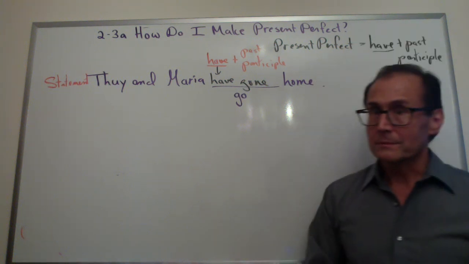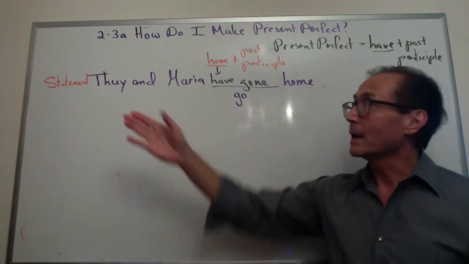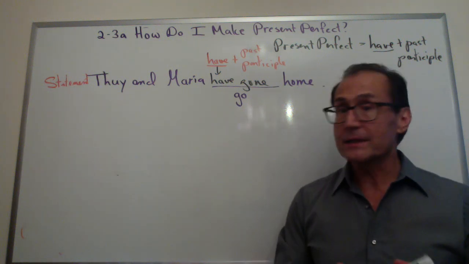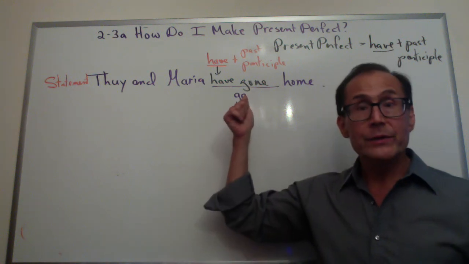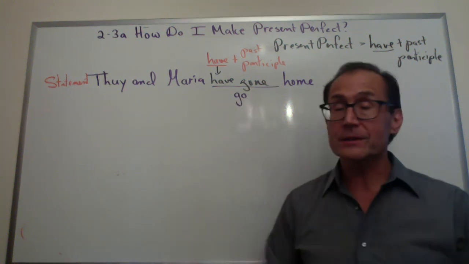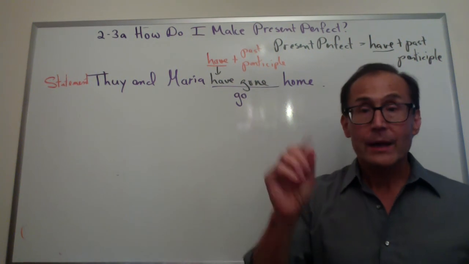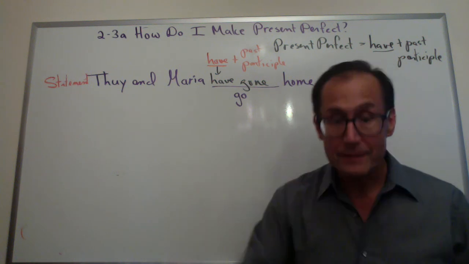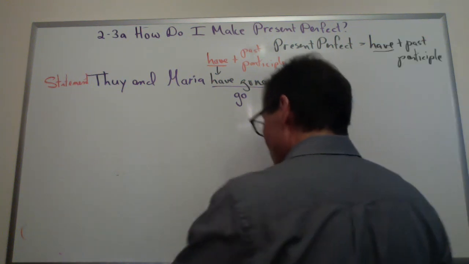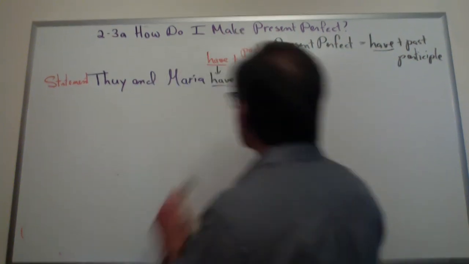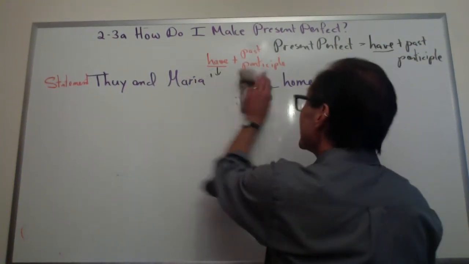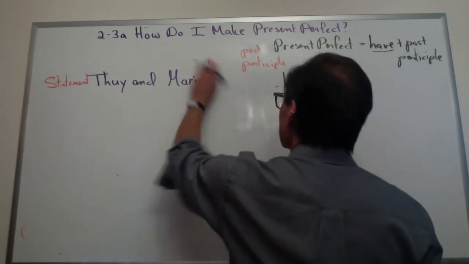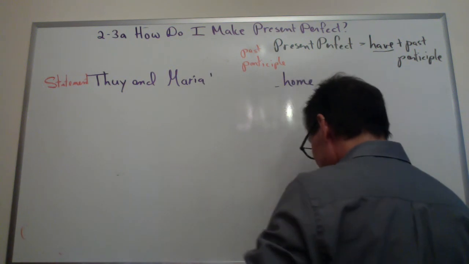Now, next question for you. How would I make this a negative statement? How would I say this is not true, this did not happen? Twee and Maria are still here. Maybe they're still sitting in class. So, how would I make this negative? Take a minute and think. You can either say it in your mind or you can write it down, but come up with an answer. Okay. You can pause if you want to while I'm writing here.